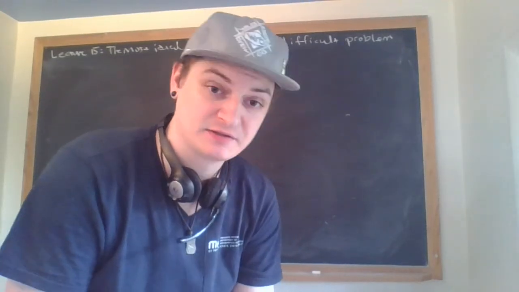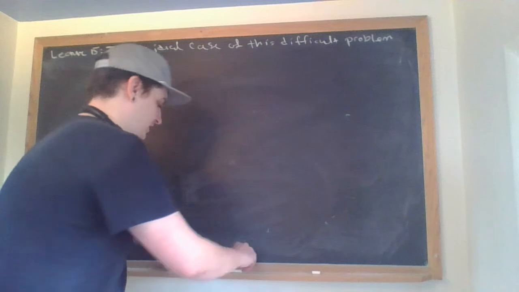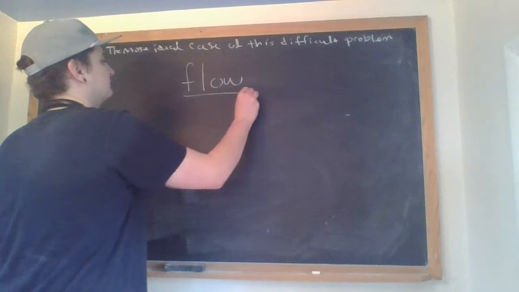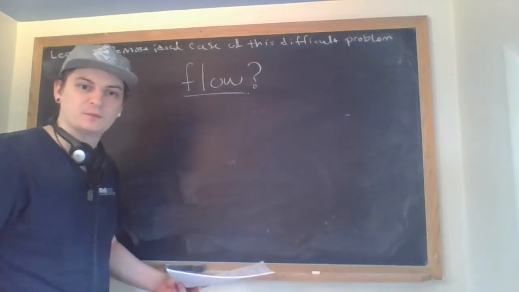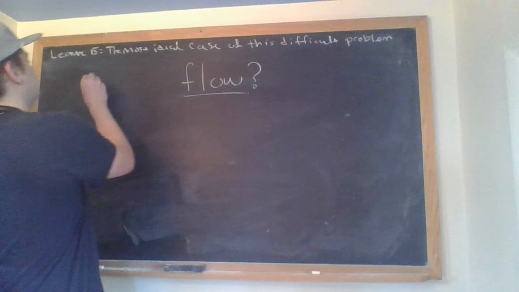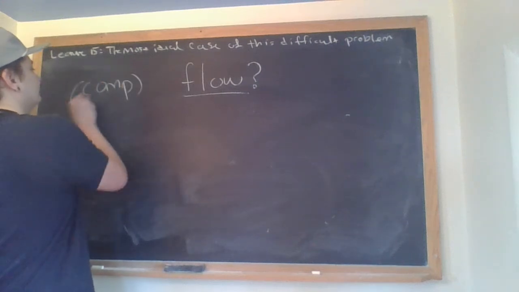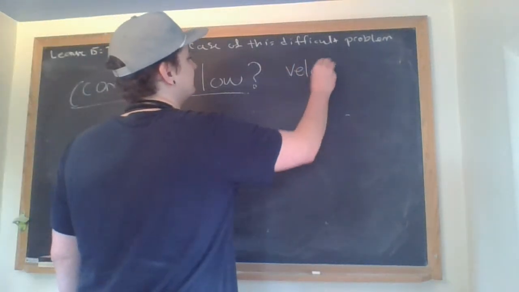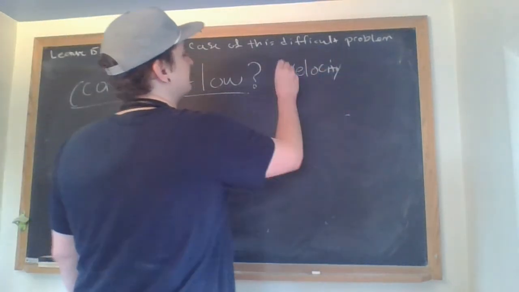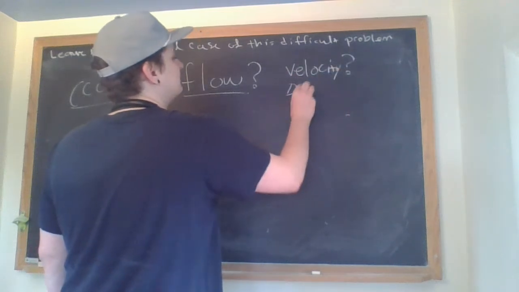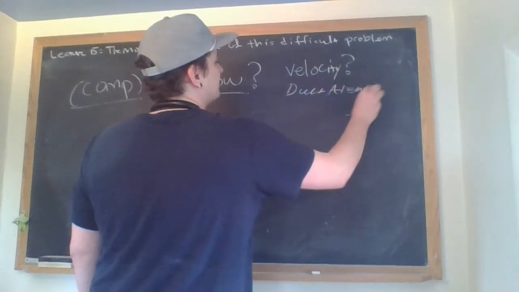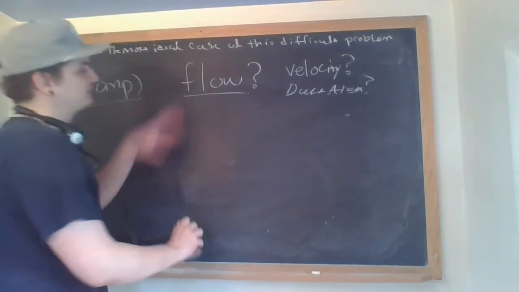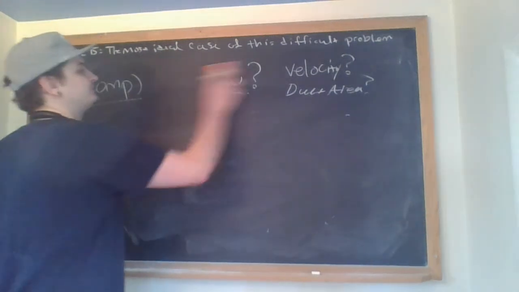Okay, so now we will get into the flow part of compressible flow. Before, we talked about the compressible part, now we're going to get to this flow part. So this involves velocities, velocity information, or duct area, etc. Fluid moving through some sort of conduit: how does the flow behave if it's compressible?